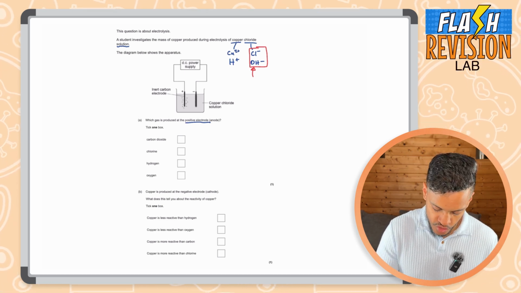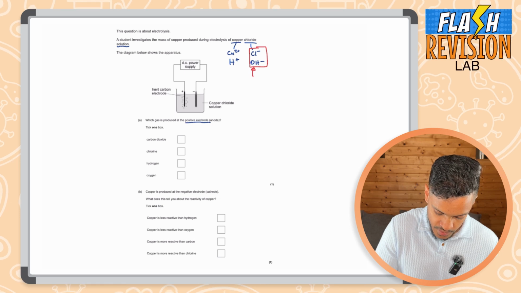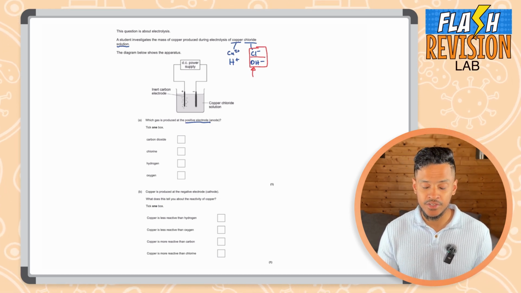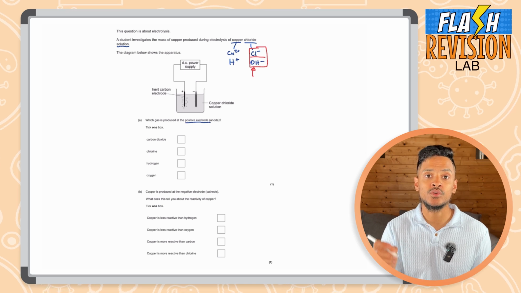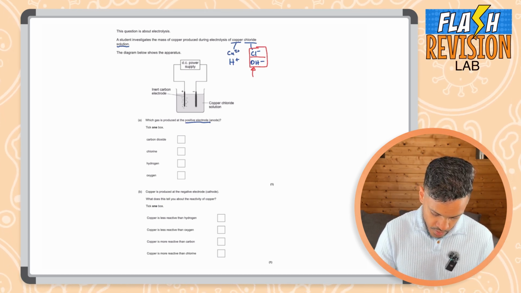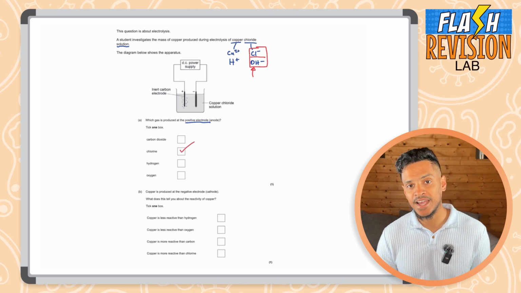So here, do we have a halogen? Yes, we do. We've got Cl-, we've got chlorine, which is a group 7 element. So that's a halogen. So that means the halogen will go to the positive anode and it will get discharged. So what you're going to get produced is chlorine gas there.